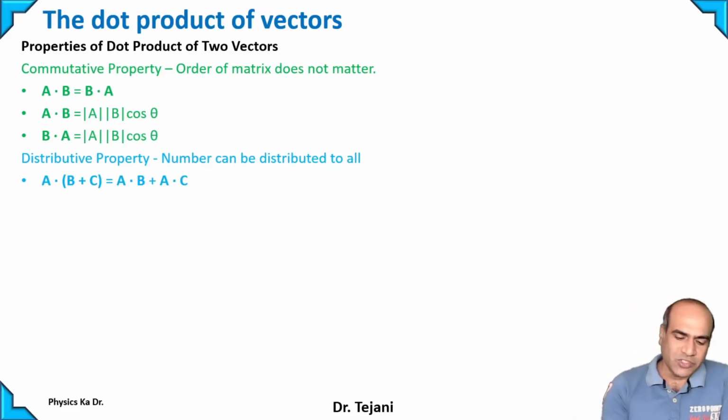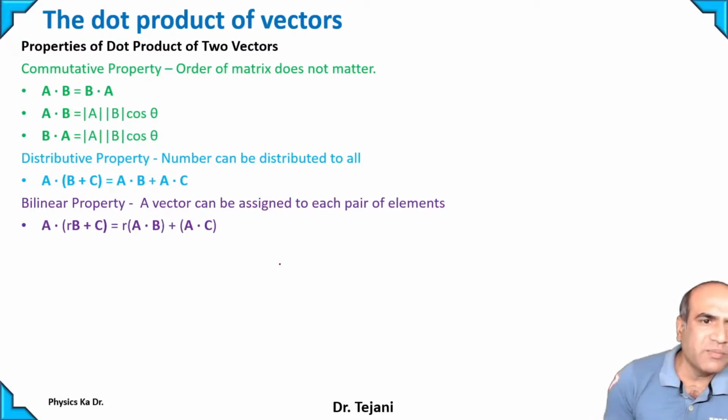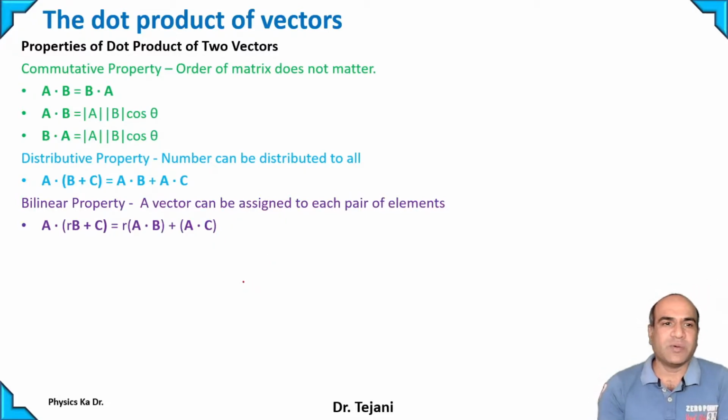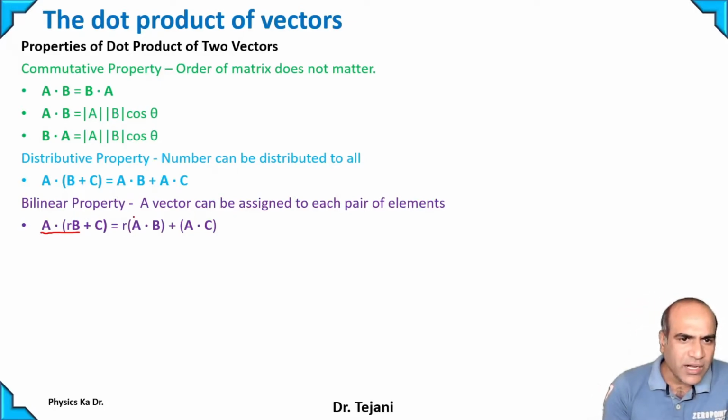The number can be distributed to all, like algebraic. Then next is a binary property. A vector can be assigned to each pair of elements. Say for example here, it is A dot R. R is not a vector, so that means it is a scalar. So you can take R outside, that is okay, and it gives A dot B.